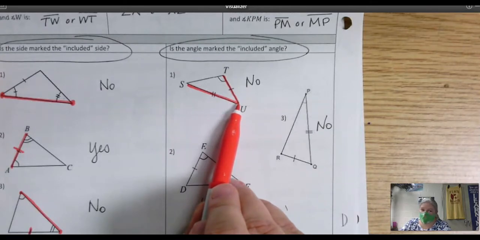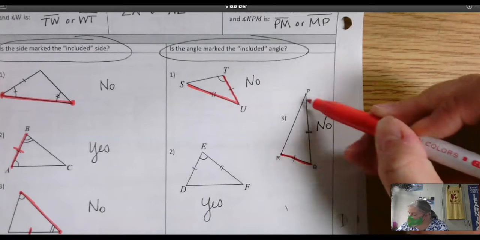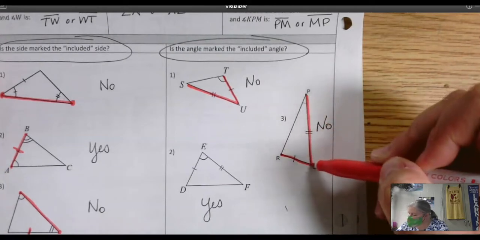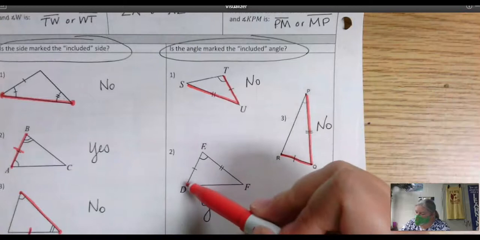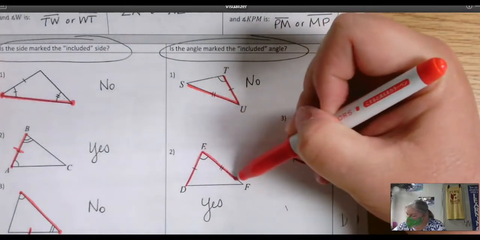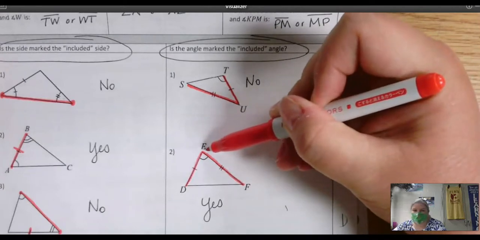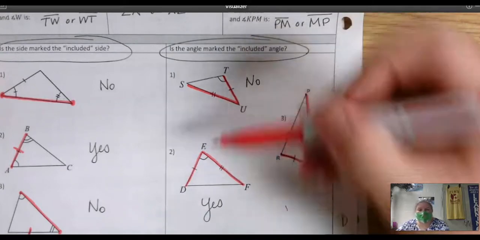That's not the angle that's marked. Here, the two sides meet at Q. So Q is the vertex of the included angle. That's not the angle that's marked. And here the two sides meet. It's hard to see it, but that's actually an E. They meet at letter E up here. That is the angle that's marked. So yes, that is the included angle. Hope this has helped you.